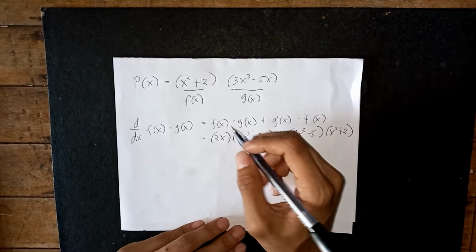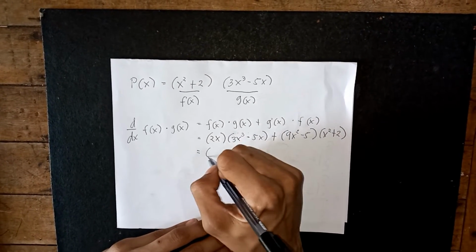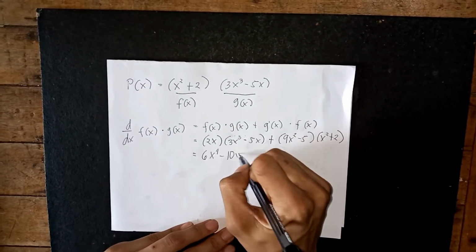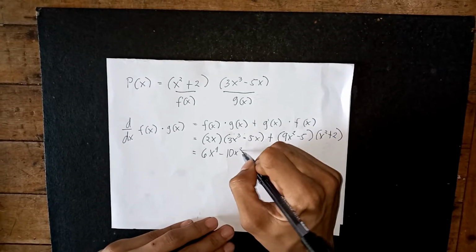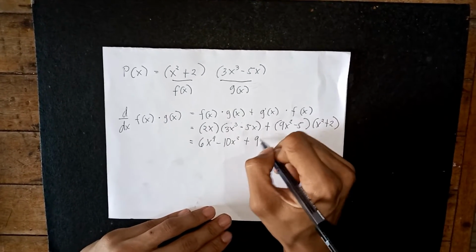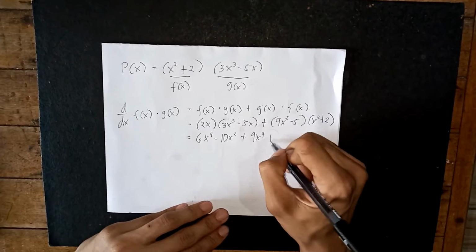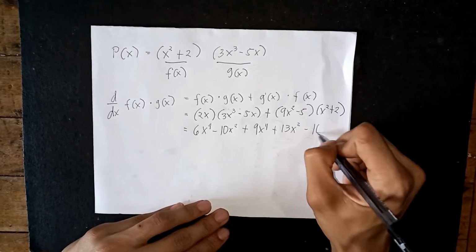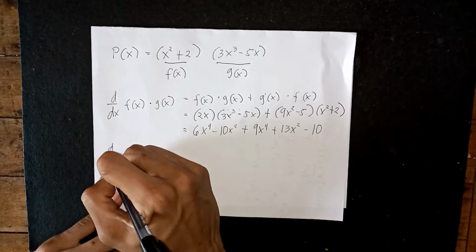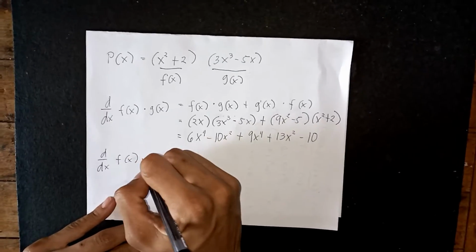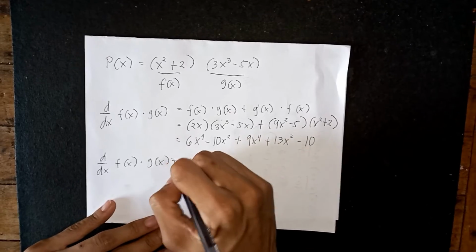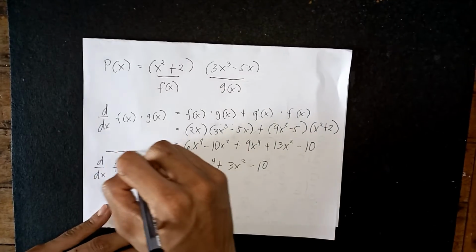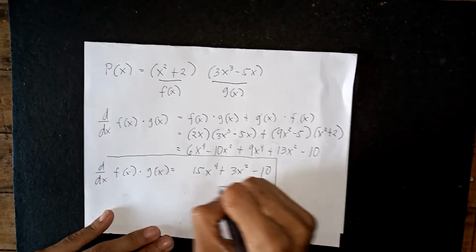Multiply each term. 2x times 3x cubed minus 5x is equal to 6x raised to the power of 4 minus 10x squared. 9x squared minus 5 times x squared plus 2 is equal to 9x raised to the power of 4 plus 13x squared minus 10. Combine similar terms. Therefore, the derivative of p of x, or f of x times g of x, is 15x raised to the power of 4 plus 3x squared minus 10. As you can notice, this answer is different from the answer we got previously.